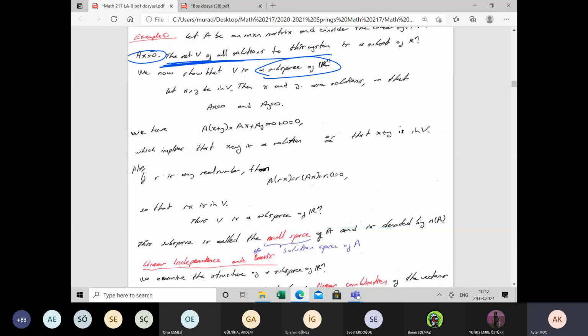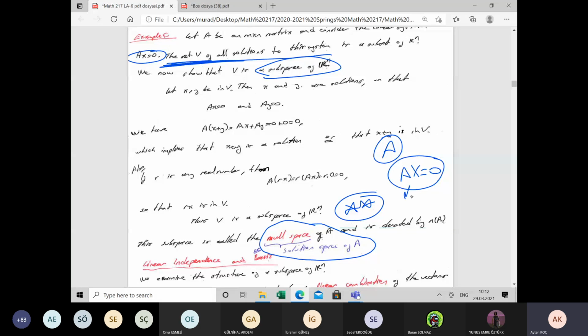They always take an n matrix and find the solution space or null space of this matrix, meaning construct this system, solve this system, and find the solution set. We know the solution set is a space. This space is called the solution space or null space of the matrix, denoted by N of A. Any question?